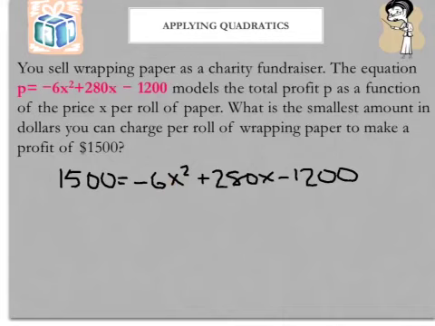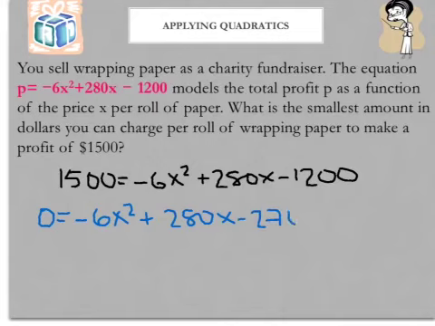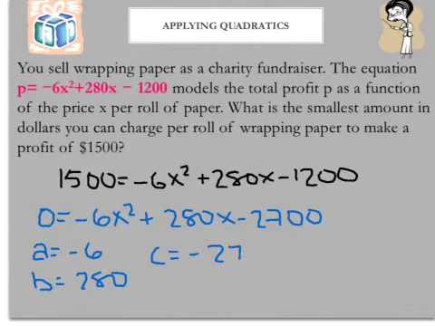But same process. Now, obviously, I don't think this is going to factor, so I'm going to bring everything to one side. We still need it set equal to 0 to be able to solve it, though. So I'm going to bring the 1,500 over. So negative 1,200 minus 1,500 is going to give me negative 2,700. Now here's my quadratic function. My a is negative 6, my b is 280, and my c is negative 2,700.